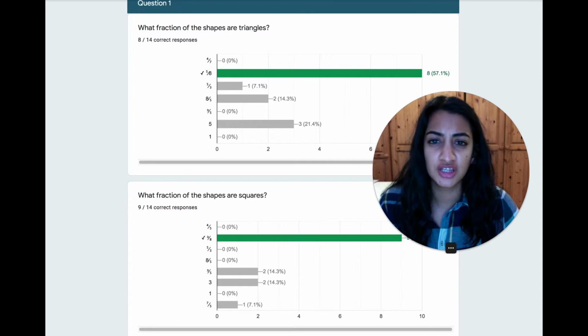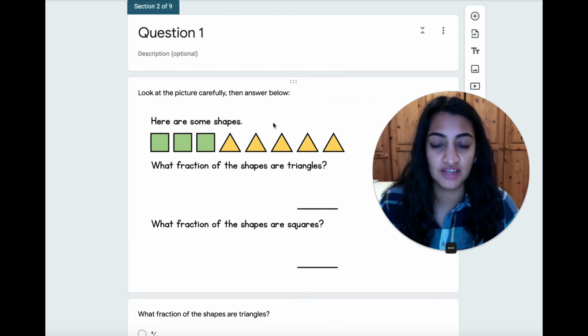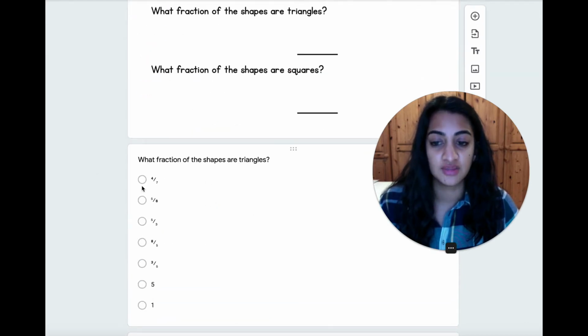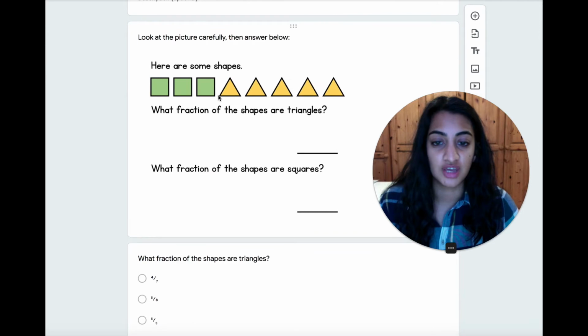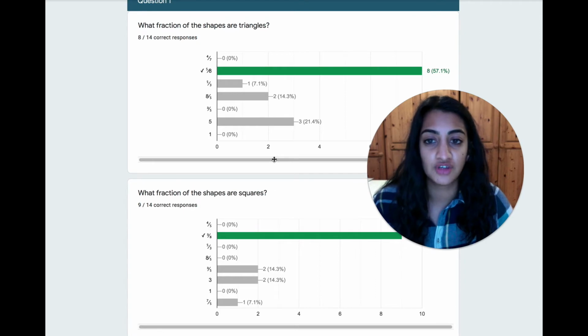The first question looked like this, and it said, look at the picture carefully, then answer below. What fraction of the shapes are triangles? And then you had some different options. And what fraction of the shapes are squares? So let's take a look at what answers people gave for question 1. What fraction of the shapes are triangles? As you can see, most people got the correct answer, which was 5/8. I can see that 3 people put the answer as 5.